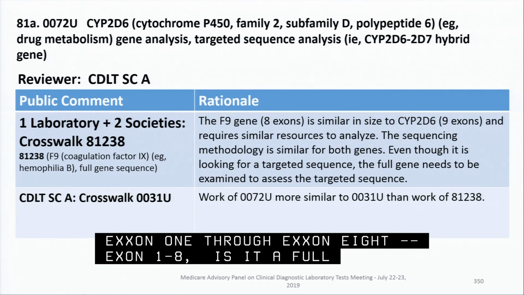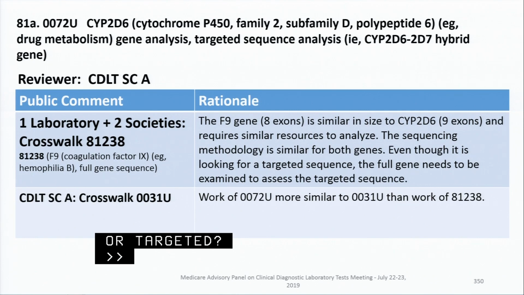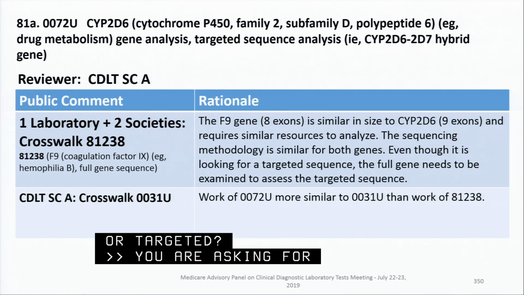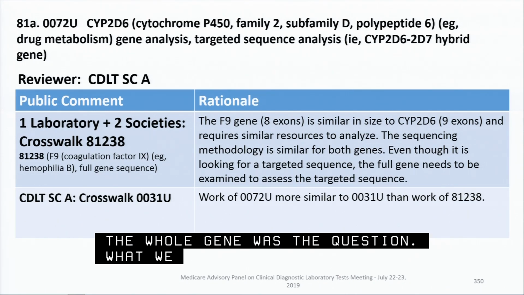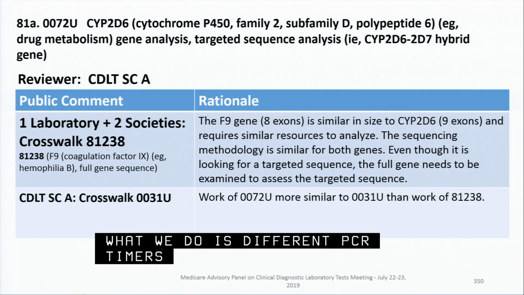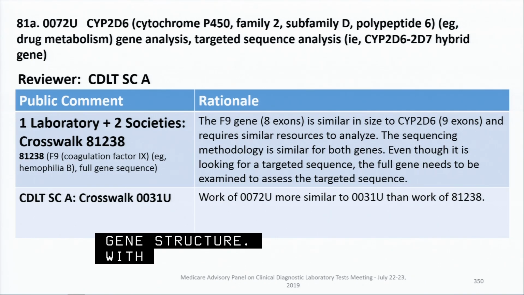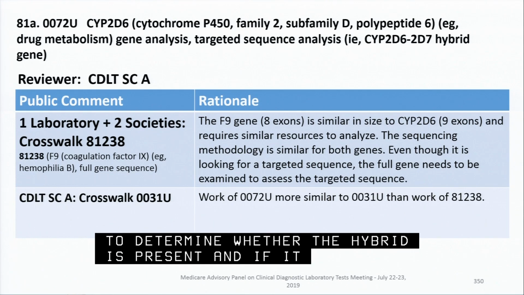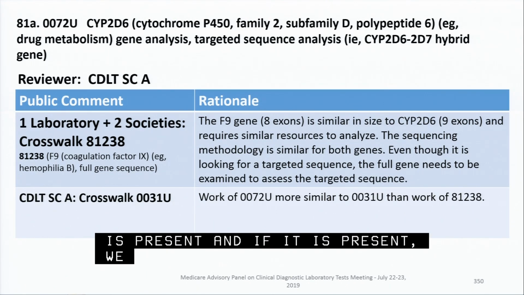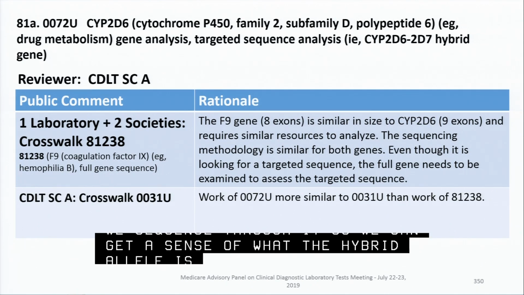I think I could hear that. It was really quiet. So what you're asking about is for the hybrid alleles, do we still sequence the whole gene, I think was the question. Basically what we do is we have different PCR primers for long-range PCRs so that we can understand the gene structure. With a hybrid, the first step is to do the long-range PCR to determine whether the hybrid is present or not. And if it is present, we do sequence through it so that we can get a sense of what exactly that hybrid allele is, and also the configuration of the alleles that are present in that patient. Does that answer your question?